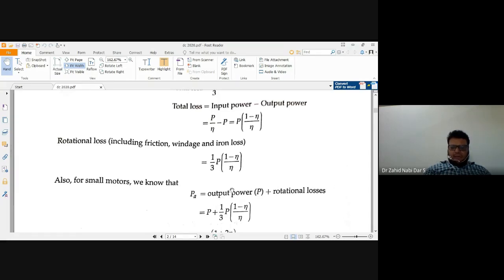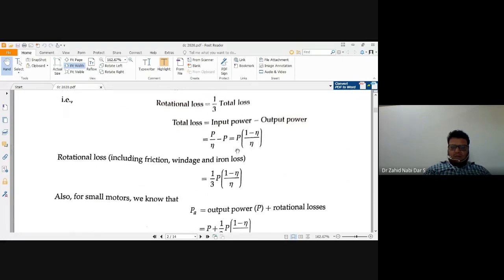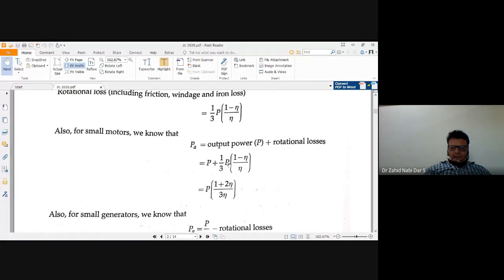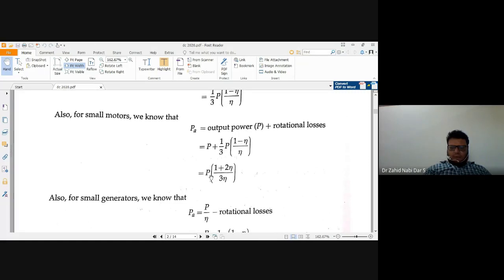Now in case of a motor, output power plus rotational loss: output power will remain as it is, P, and rotational loss is one third of the total loss, one third of P, 1 minus efficiency by efficiency. So this becomes P plus one third of P, 1 minus efficiency by efficiency. If you fractionalize this, 3 into efficiency will come over here, and you can take P outside. Essentially this will become P, 1 plus 2 efficiency by 3 efficiency.